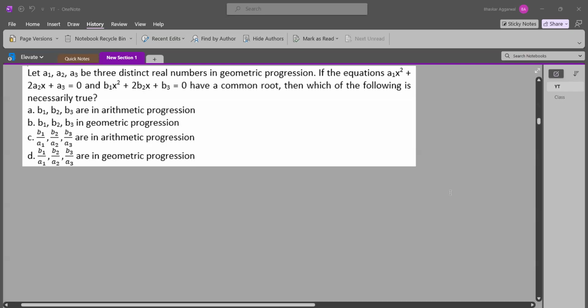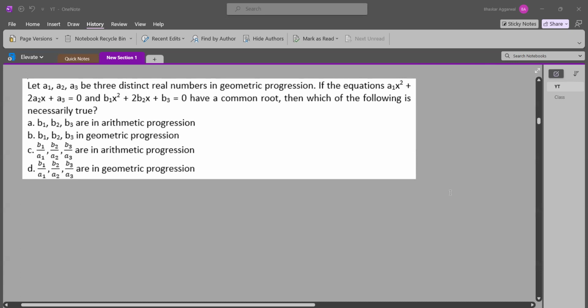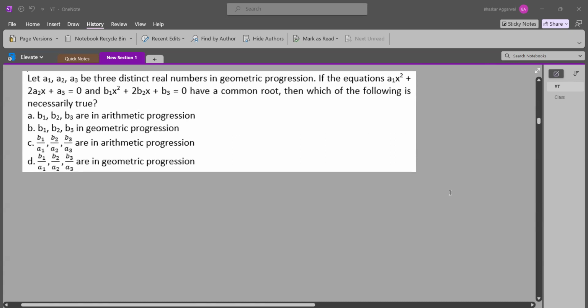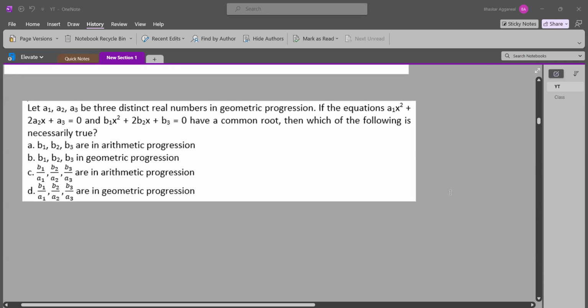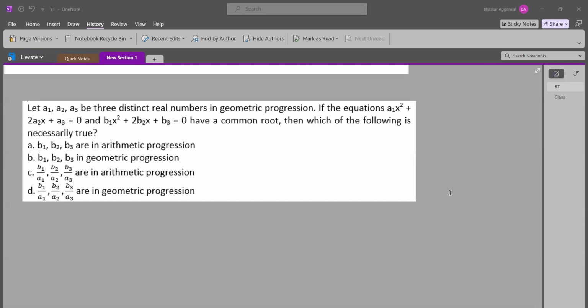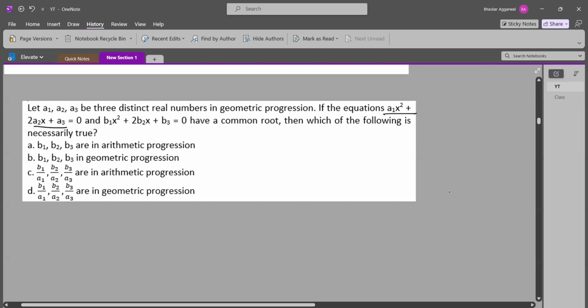This is the question from IPM Indore 2023 paper, QA section. It says that there are a1, a2 and a3, three distinct real numbers, and they are in geometric progression. So if the equations a1x² + 2a2x + a3 and b1x² + 2b2x + b3 have a common root, then which of the following is true?